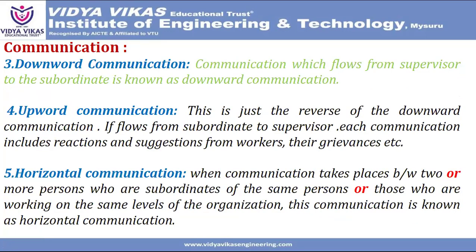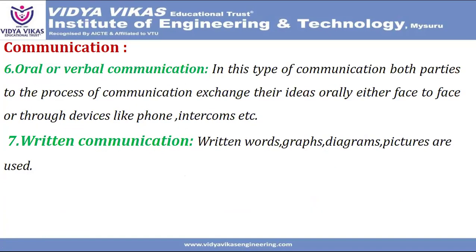Downward communication means communication which flows from supervisor to the subordinates. Upward communication is just the reverse of downward communication. It flows from the subordinates to the supervisors. It includes reactions and suggestions from workers, their grievances, etc. Horizontal communication means when communication takes place between two or more persons who are subordinates of the same person or who are working on the same level of the organization.